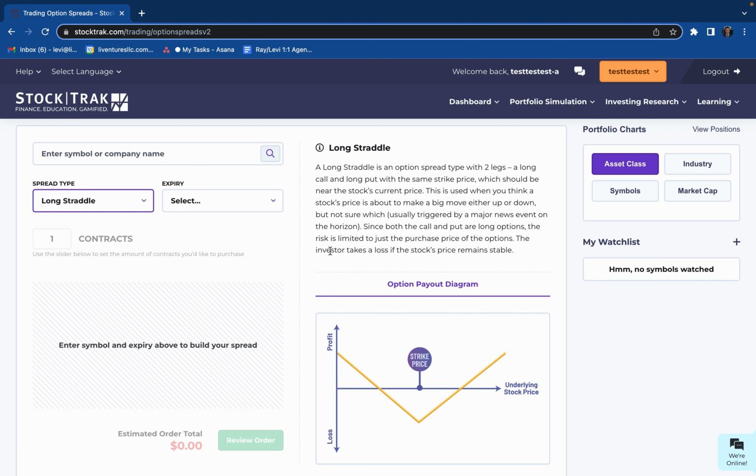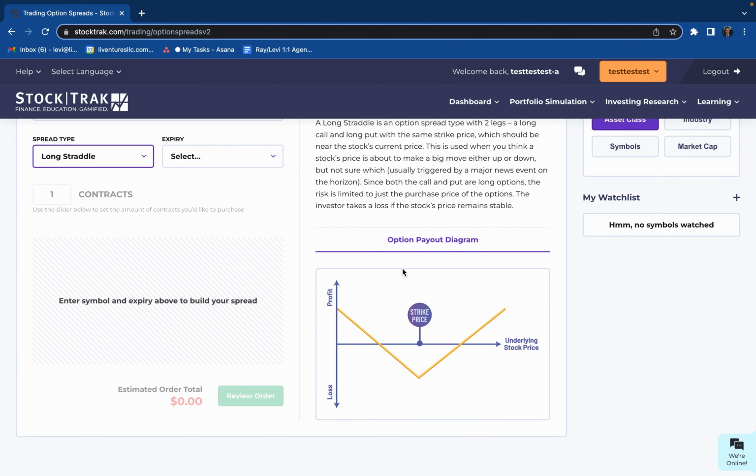Big price moves can be triggered by earnings announcements, major news events specifically about the stock, or general business and economic news. One thing I love about this strategy is that since both the call and put are long options, the risk is limited to just the purchase price of the options. And the investor really only takes a loss if the stock's price remains stable.